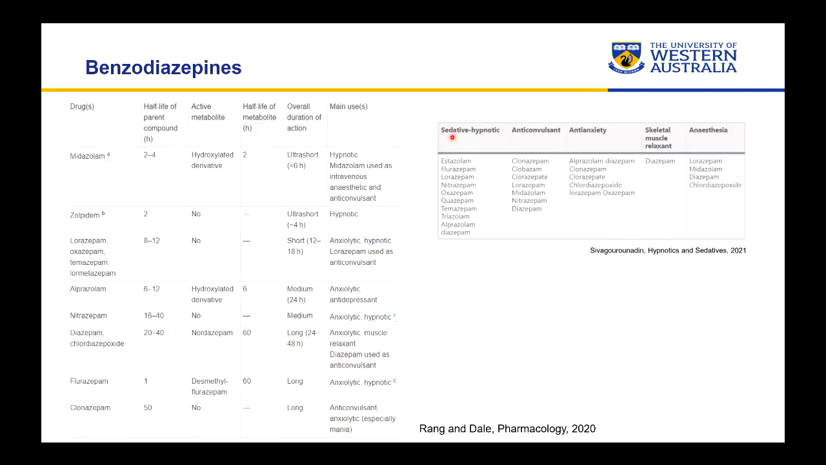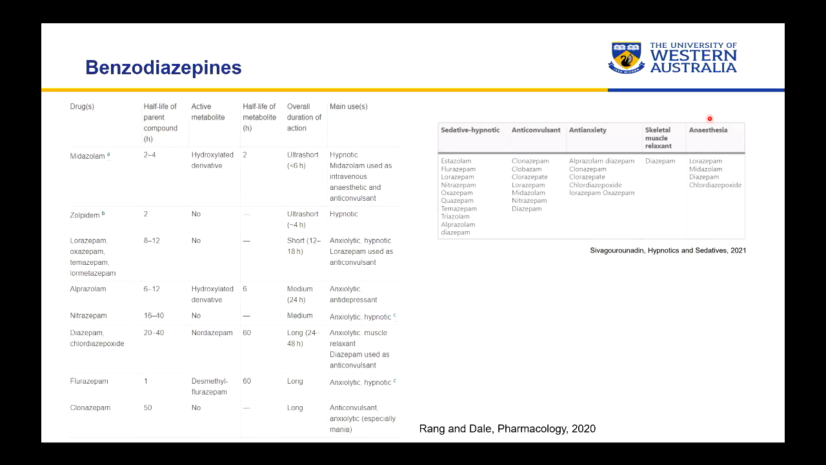And this is just showing you again some of the effects of different benzodiazepines. Some of these can be sedative or hypnotic-like, so they can cause hypnotic effects. Some of these can be used as anticonvulsants, like anti-epileptic drugs. Some of these can just be straight anti-anxiety. Some can be used as skeletal muscle relaxants, some as anesthesia.